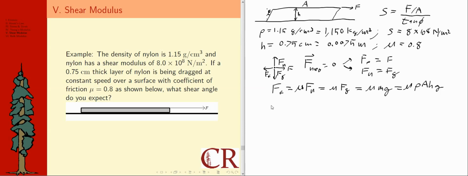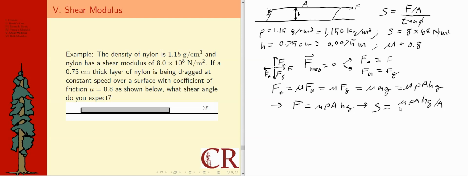So the overall conclusion I might draw from this is, since the force of friction is equal to this, but that's equal to that applied force F, it means F, and that applied force really is the same force that's in the shear modulus formula. So F is equal to mu rho A h g. And maybe what I could do now is take this expression and plug it into the formula for the shear modulus. So that would say that S is equal to mu rho A h g over A.